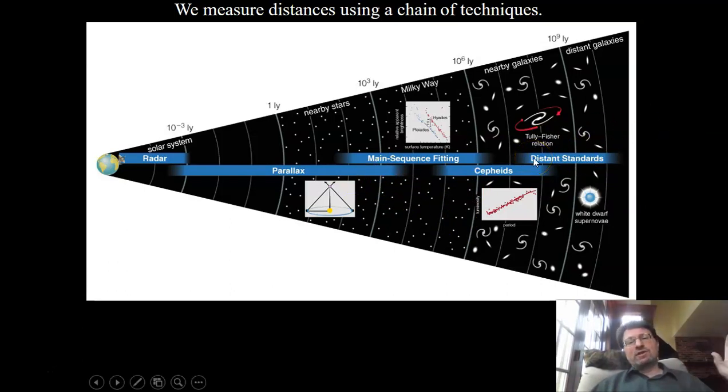And then to measure distances to faraway galaxies, hundreds of millions or billions of light years away, we use other distance standards. We mentioned the Tully-Fisher relationship, and just today, again, the white dwarf supernovae.